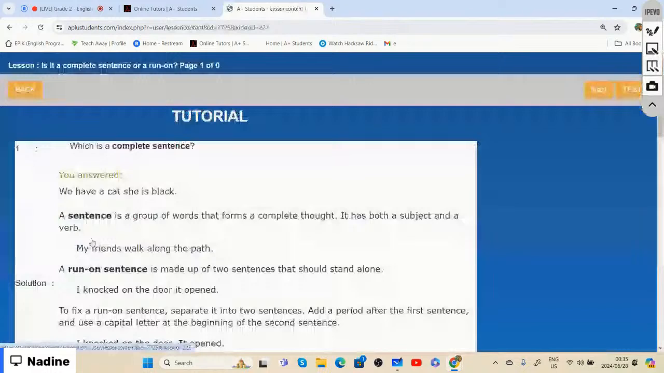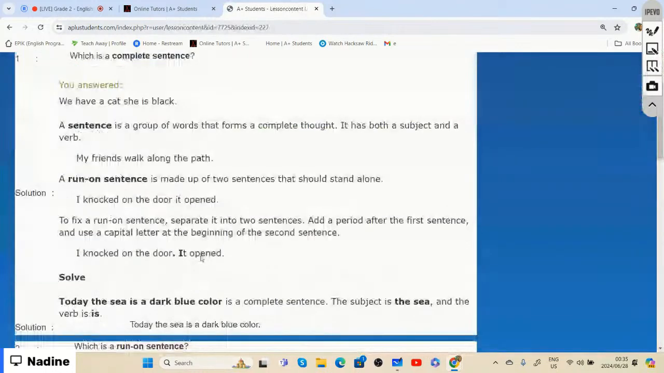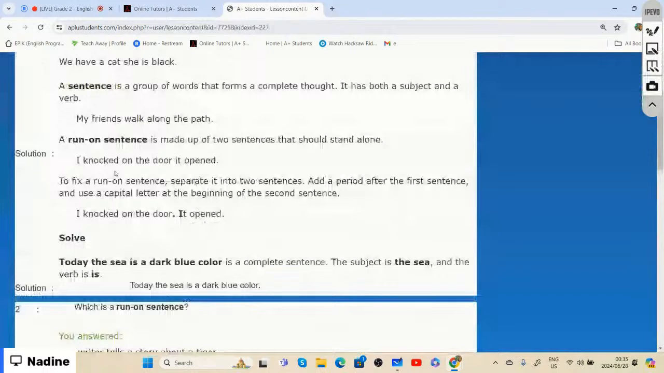Remember, we said a sentence has both a subject and a verb, whereas a run-on sentence is basically made up of two sentences that should have been standing on their own. Once you separate those two sentences, each will be able to stand on its own. That is basically how you can fix a run-on sentence.